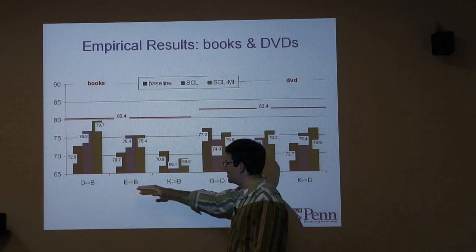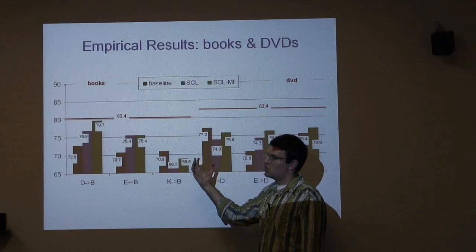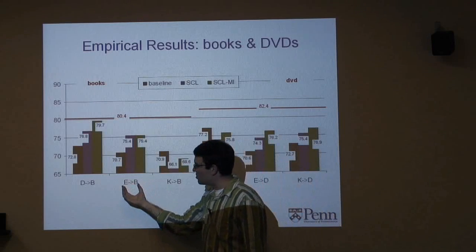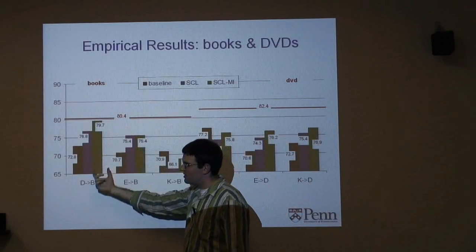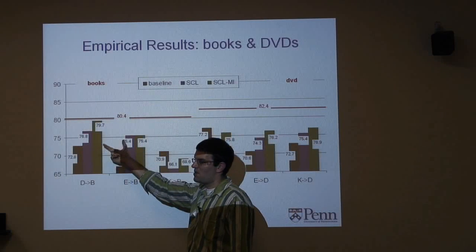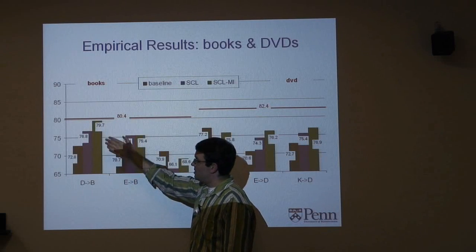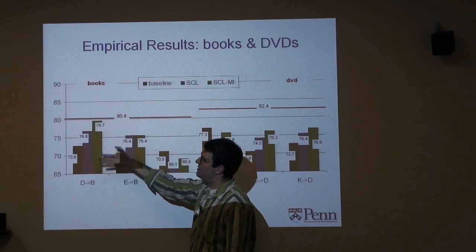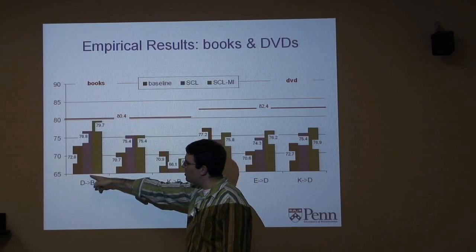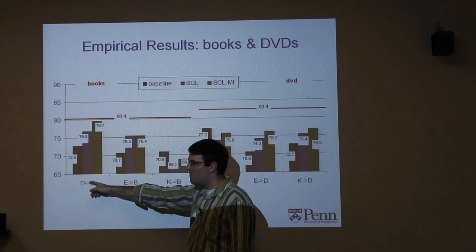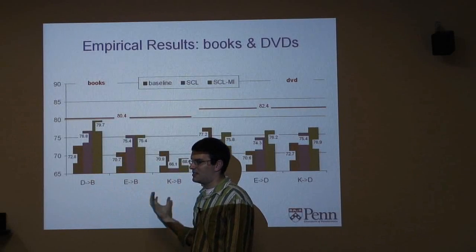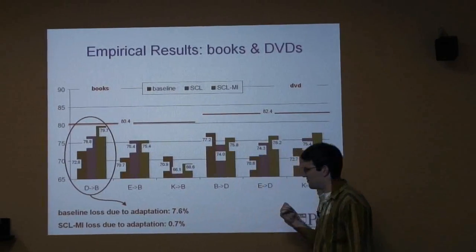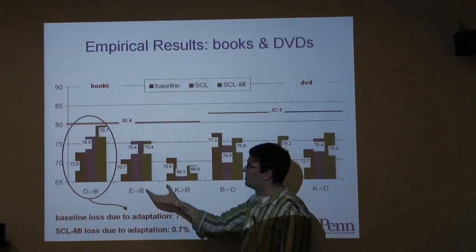Each of these sets of 3 bars is training in one particular other domain. So again, electronics and kitchen are not very similar to books. DVDs are more similar. So in general, the bars are higher. The baseline is what happens if I just train an SVM and test it. The blue is what happens if I use the SCL features, and the green is what happens if I use the SCL MI features.